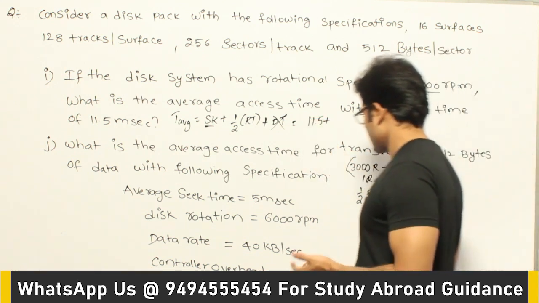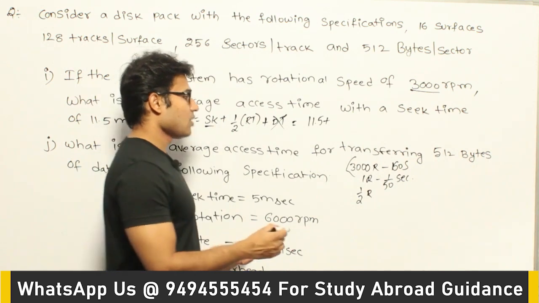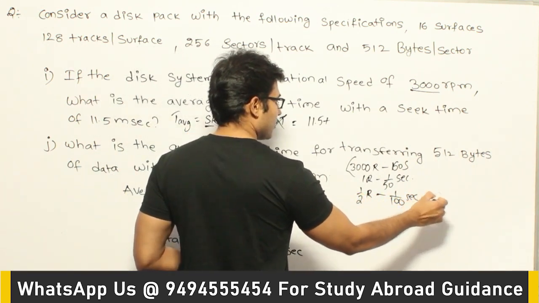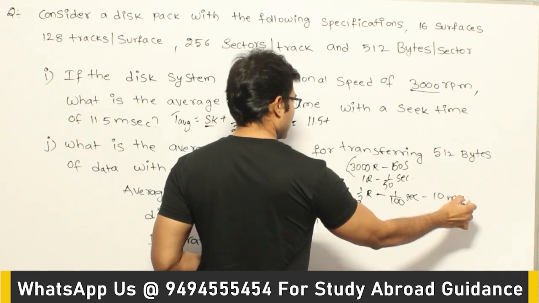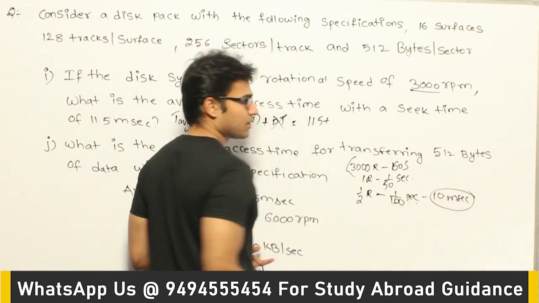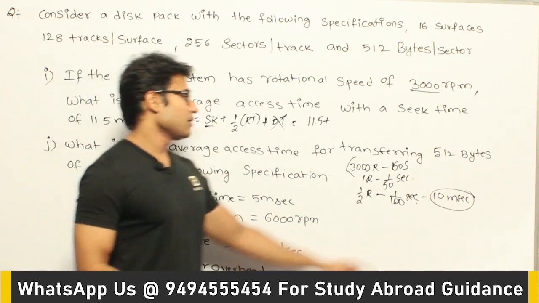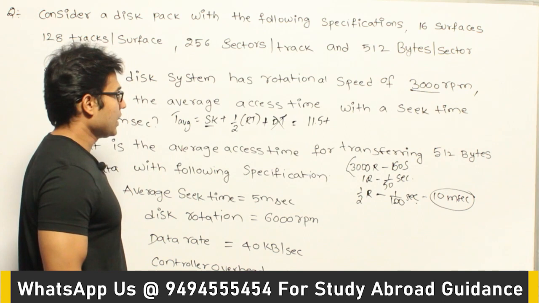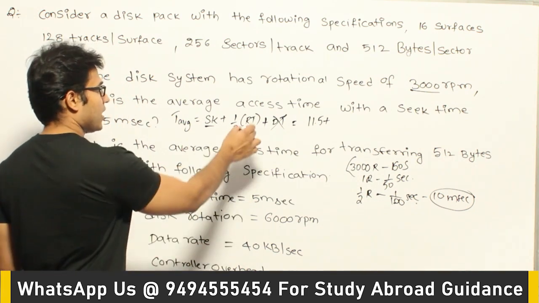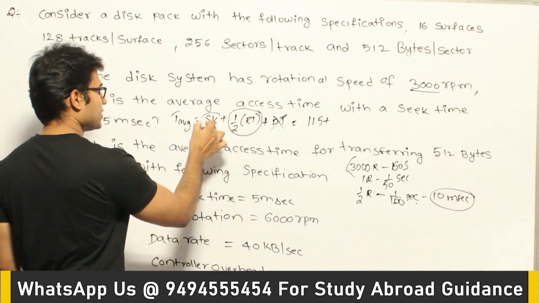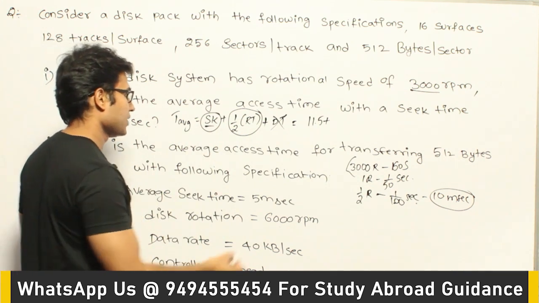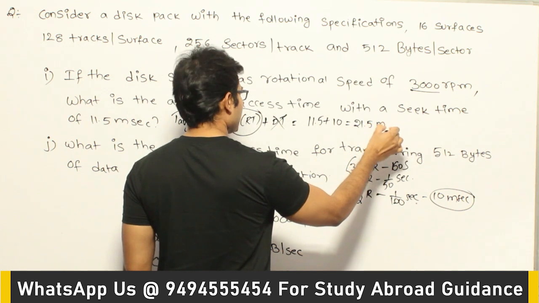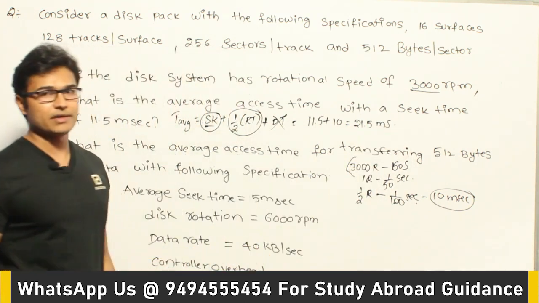So half into rotation time is nothing but half rotation. Half rotation is going to take 1 by 100 of a second, which is also 10 milliseconds. Why? 10 into 10 to the power minus 3 is 1 by 100. So this factor is going to be 10 milliseconds, and this factor is 11.5 milliseconds. 11.5 plus 10 means 21.5 milliseconds is the answer. That is the average access time.